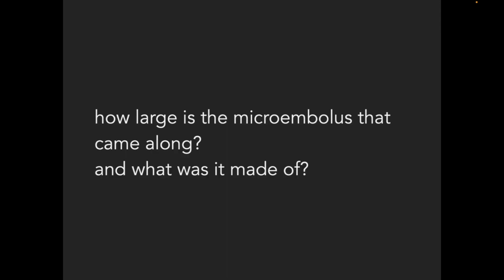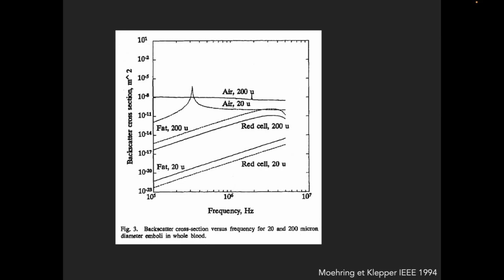Another question that might arise is, can we deduct from the microembolic signal how large the embolus was and what it was made of? This graph shows the relationship between the insonation frequency on the x-axis, the backscatter on the y-axis, as well as 3 different kinds of material, which is fat, air and red cells, as well as 2 different sizes of each material.